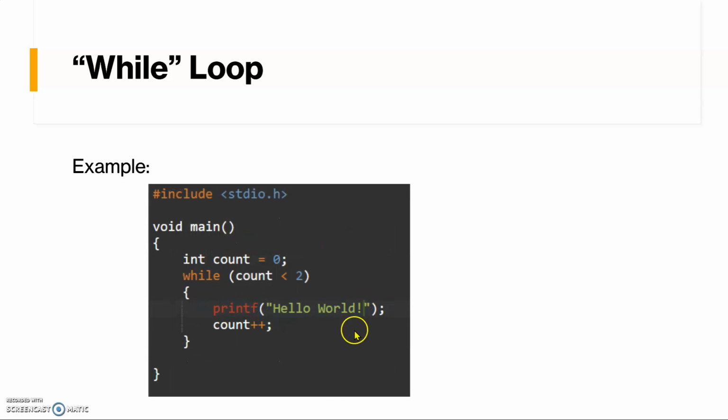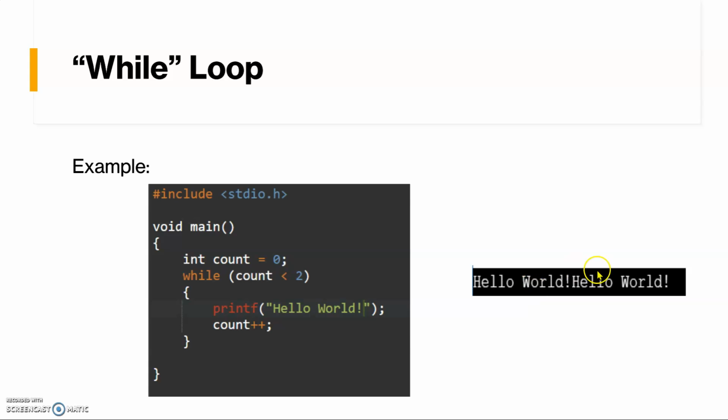The same example I have executed, and you will get the output hello world 2 times, because we have given the condition less than 2 and the count value is 0. How we are getting this twice, I have told you in the last slides.